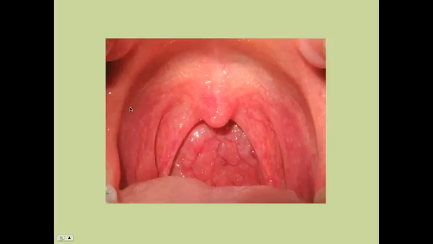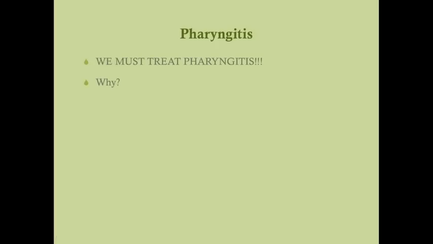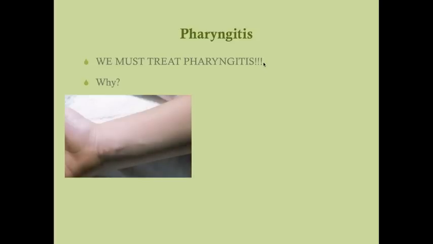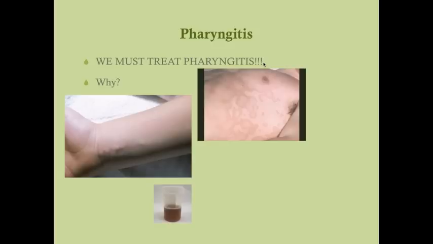Okay, so we've got to treat bacterial pharyngitis. So when I'm saying pharyngitis here, I mean streptococcal pharyngitis. Why? Subcutaneous nodules, Coca-Cola colored urine, erythema migrans, starting to sound familiar, mitral stenosis. Rheumatic fever is a big problem in patients who are untreated who have streptococcal pharyngitis.